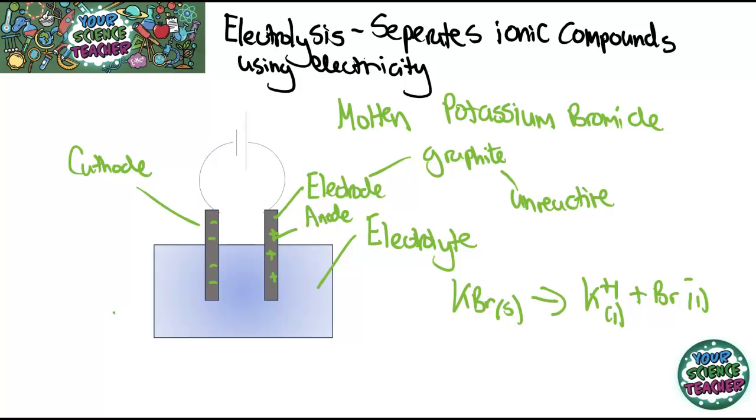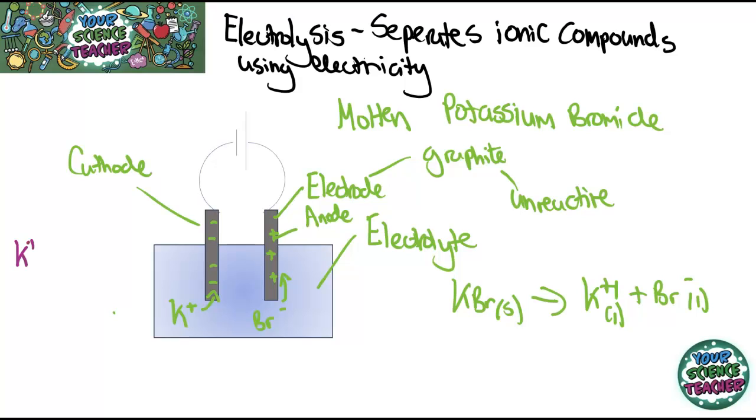And it's really important to know that opposites attract. So my positive potassium ions are going to travel towards the cathode, and my negative bromide ions, which are in the solution, are going to travel towards my anode. But what goes on at these electrodes? Well, to see that, I need to have what's called half equations. So let's have a look at what's going on at the cathode.